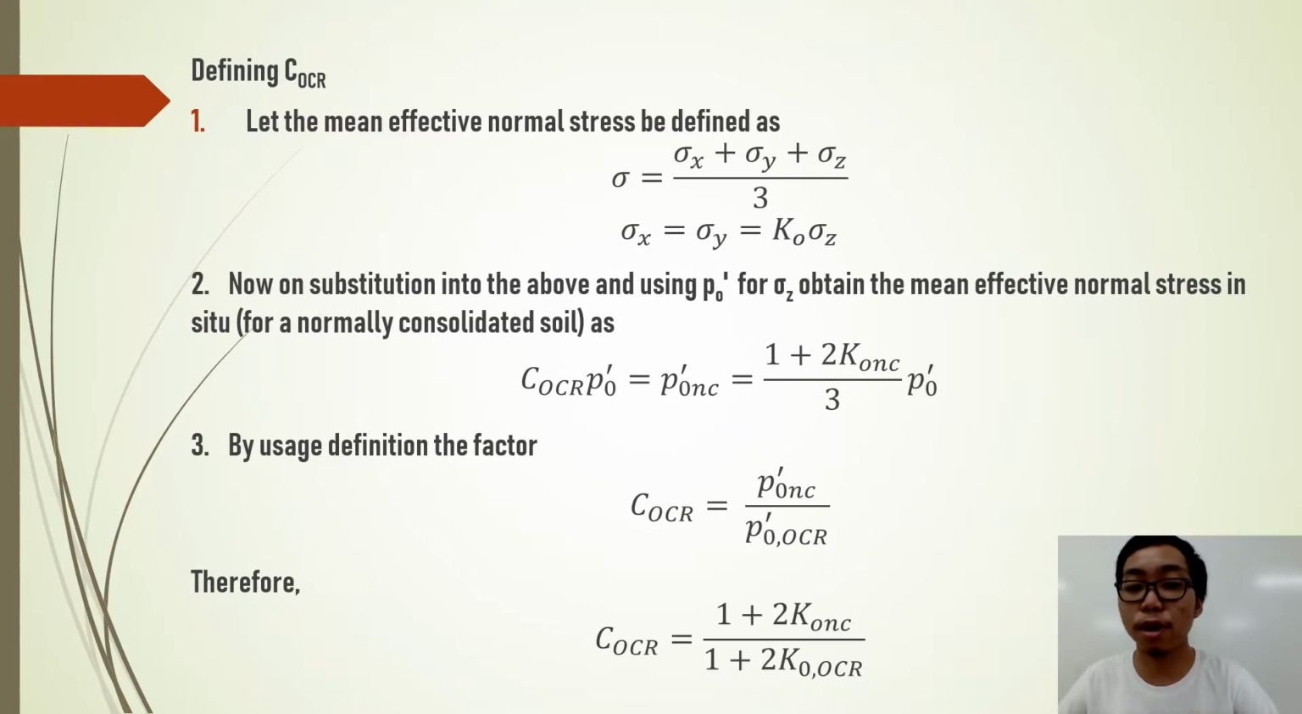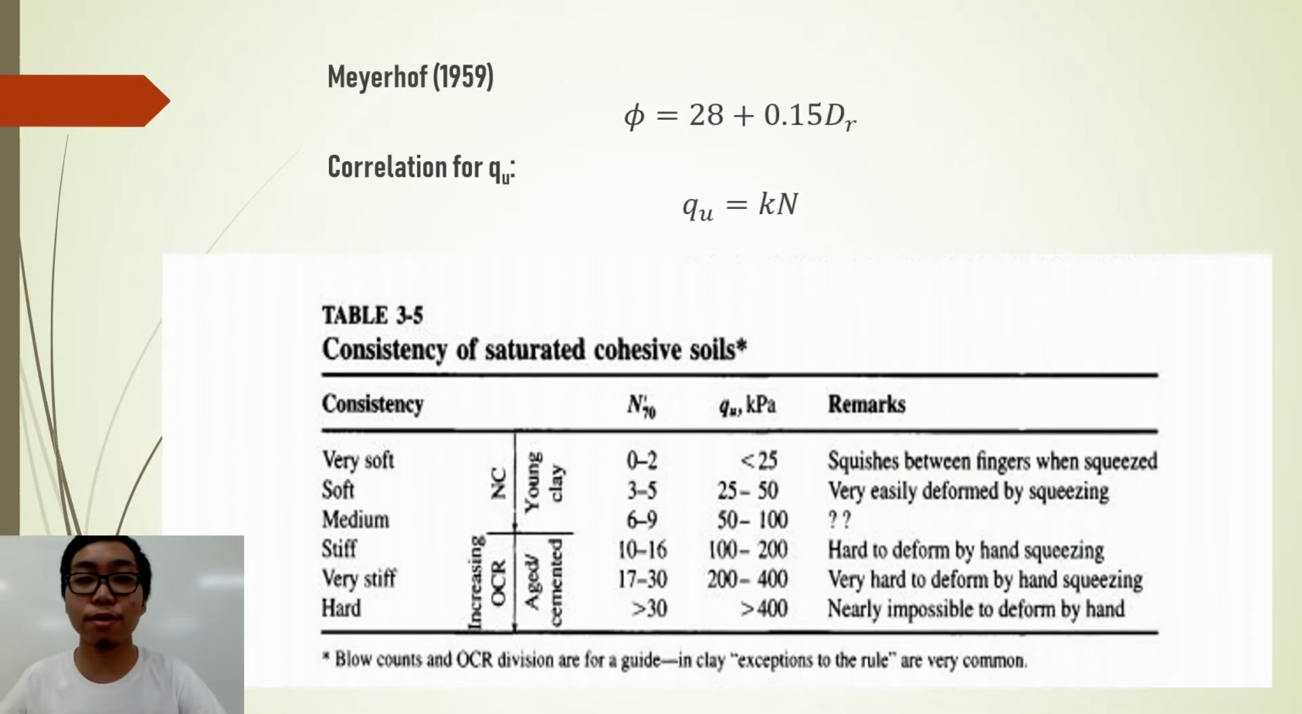COCR is equal to 1 plus 2 K of normally consolidated soils over 1 plus 2 multiplied by K of over-consolidated soils. The relationship between relative density and the angle of internal friction was shown by Meyerhof in 1959 and is given by phi is equal to 28 plus 0.15 multiplied by Dr.